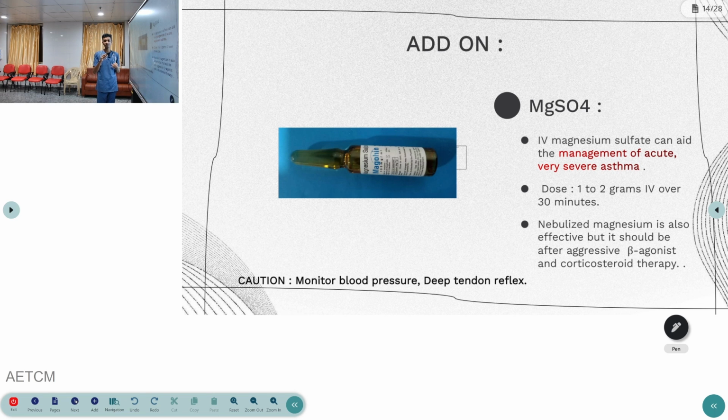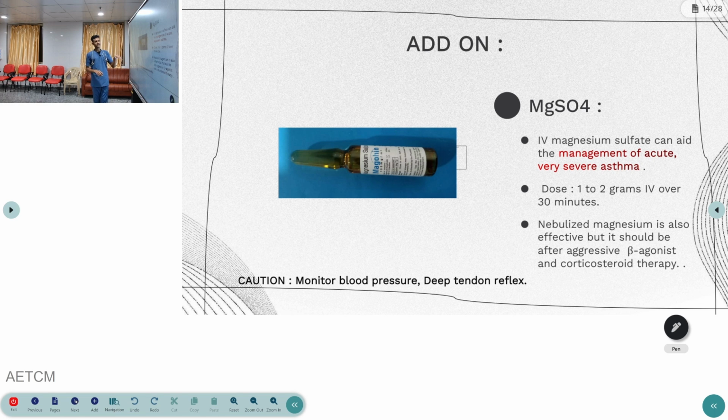Another important thing: nowadays we have some combination forms also, with a name like Duolin. Duo means two drugs, so it's a combination of two drugs, salbutamol and ipratropium bromide, which we can use. So there is no need to use the separate forms. Duolin is one brand with salbutamol and ipratropium bromide in the same combination. One respule has around 2 to 2.5 ml, so we can simply use that.